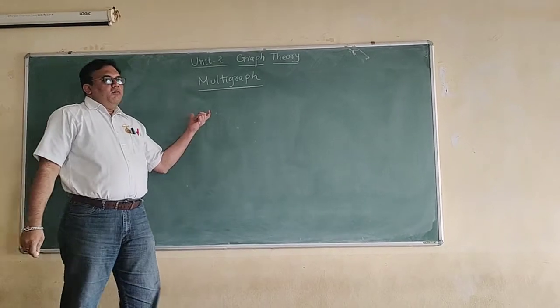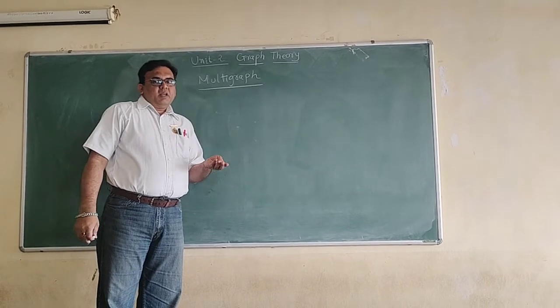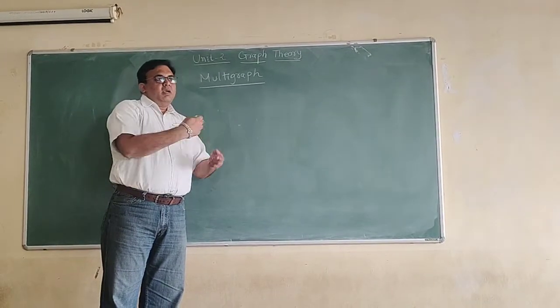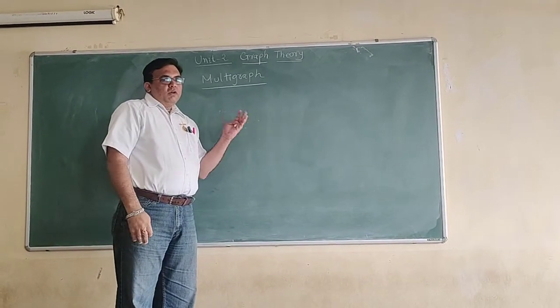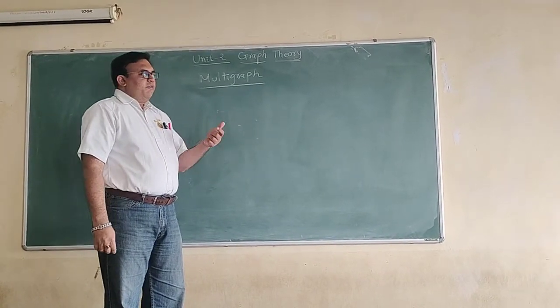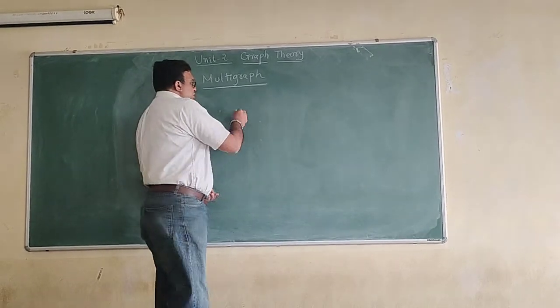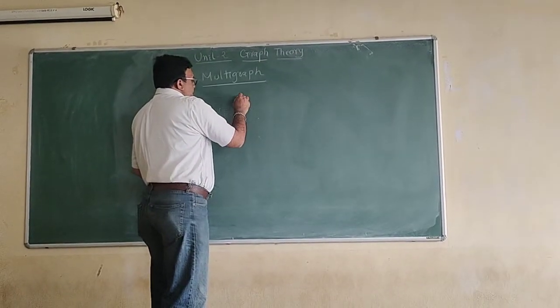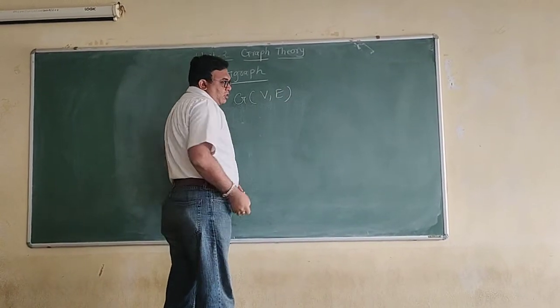We will see about the multigraph. How can we say that my graph is a multigraph? So in our previous session, we saw about the graph, and graph means it's a combination of vertices and edges. In the same way, a multigraph is a combination of vertices and edges.